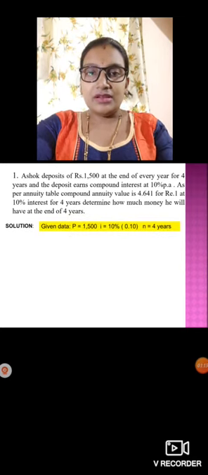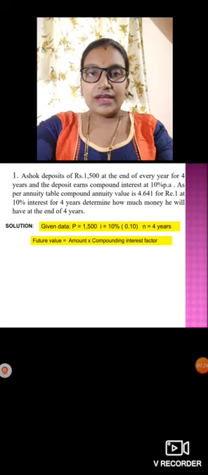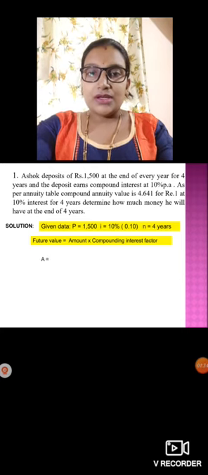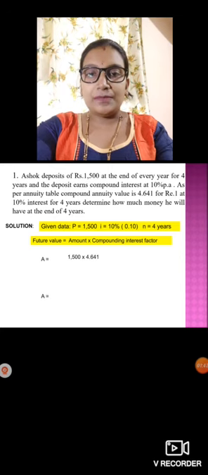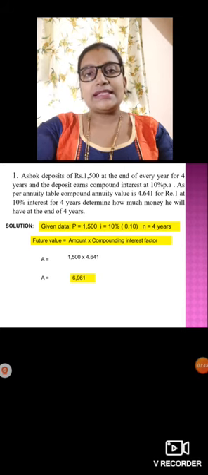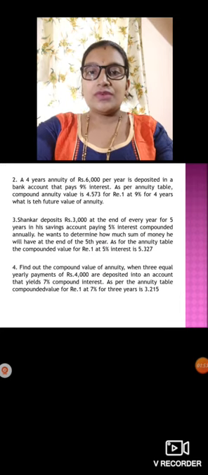Given P is 1,500, I is 10%, and it is 4 years. Okay. But we are going to consider only the compounding interest factor here. Future value equals amount into compounding interest factor or annuity value. Okay. You can write both. Compounding annuity value, also it is okay. Compound interest factor, also it is okay. So how much total amount do we have? Principal amount 1,500 into compound interest factor, how much do we have? 4.641. So how much amount will we get at the end of 4 years? 6,961. Okay. So these are the homeworks which you have to solve.